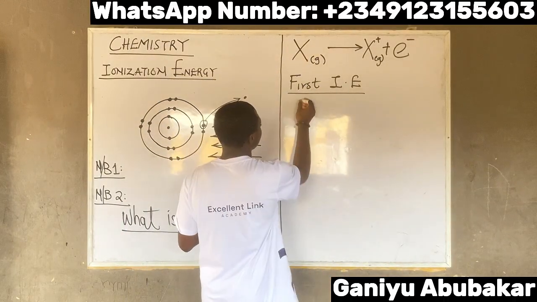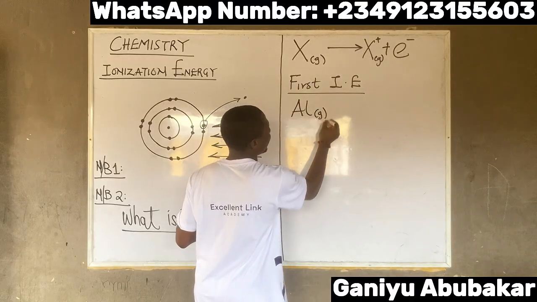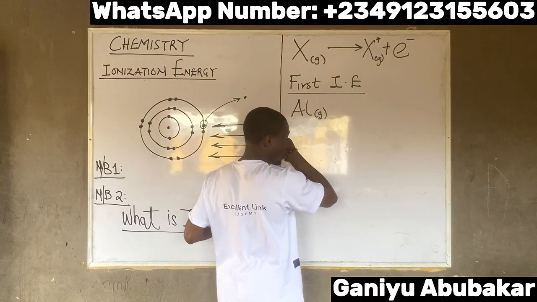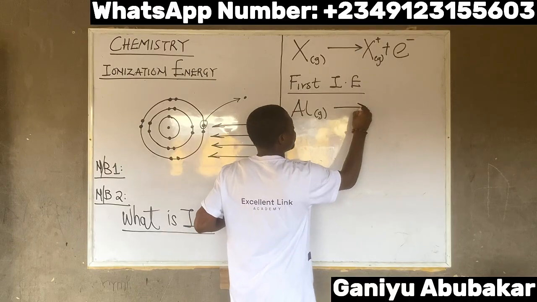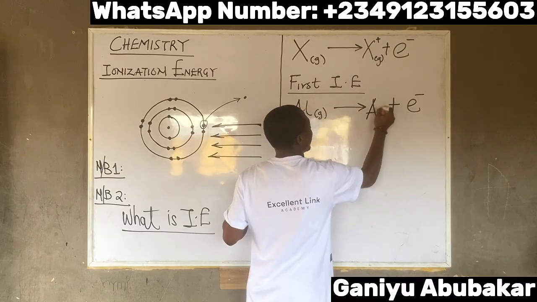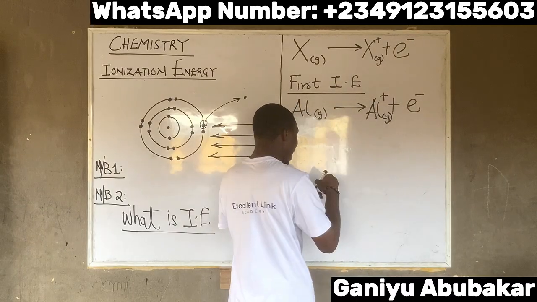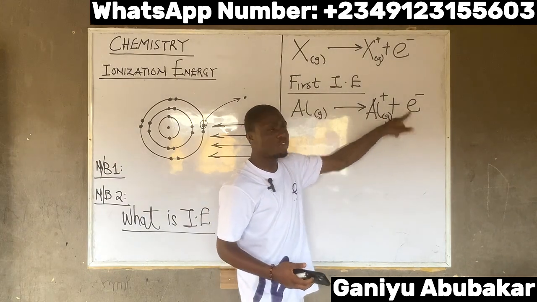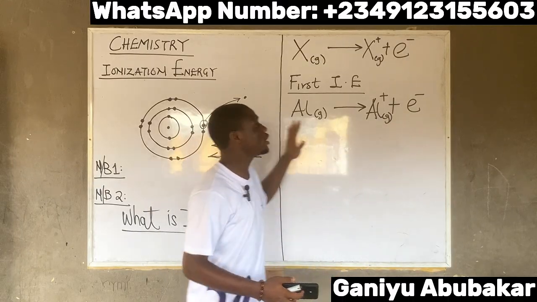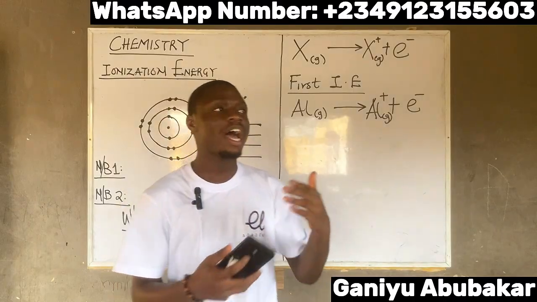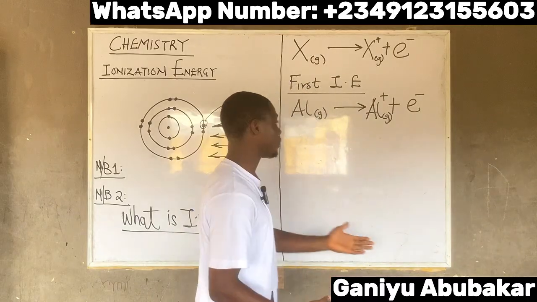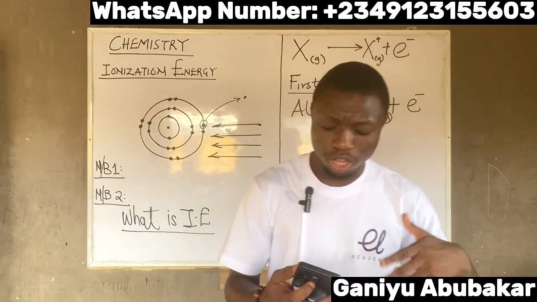So if I have aluminium, Al, we said it should be in gaseous state because IE talks about gaseous state. If I remove an electron from it, it should be left as Al gaseous plus. I just remove one electron from a neutral atom, thereby leaving it as a positive charged ion. This is what we refer to as first ionization energy, also called first IE. This is how you define it, and this is an illustration of your first IE.